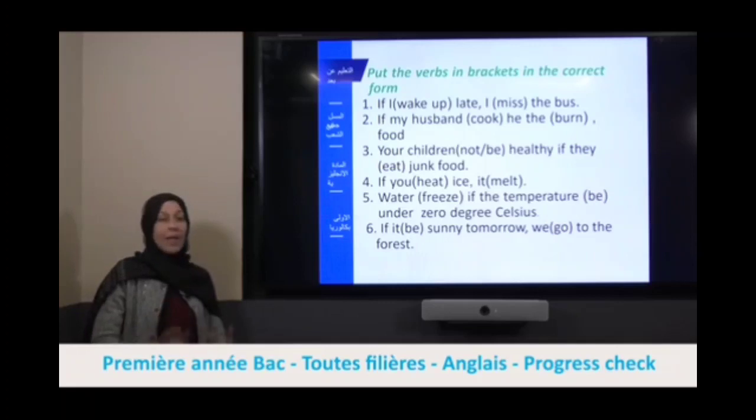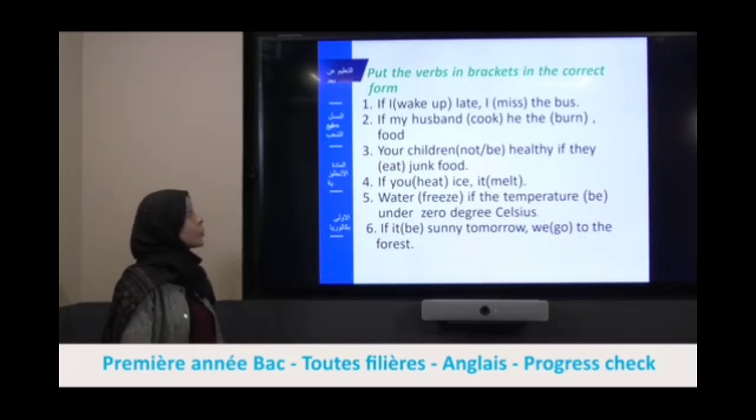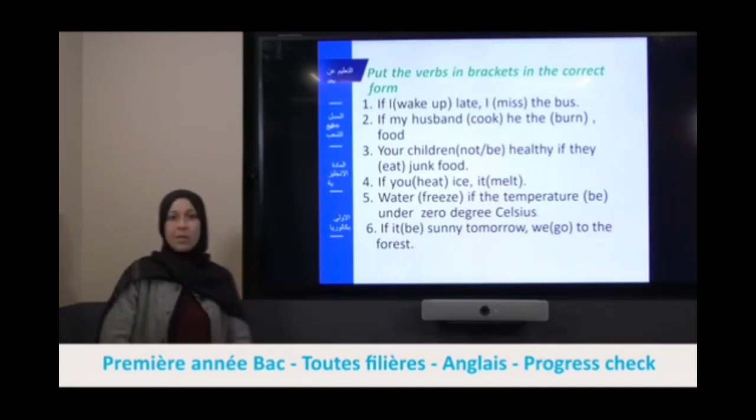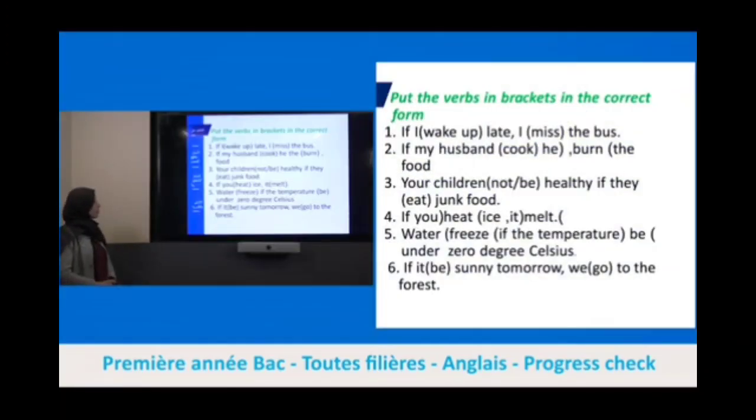So let's move now to the practice. Put the verbs in brackets in the correct form. So you take some time to do your exercise. Try to concentrate on the context, on the meaning of the sentence to give a correct answer. We correct together.